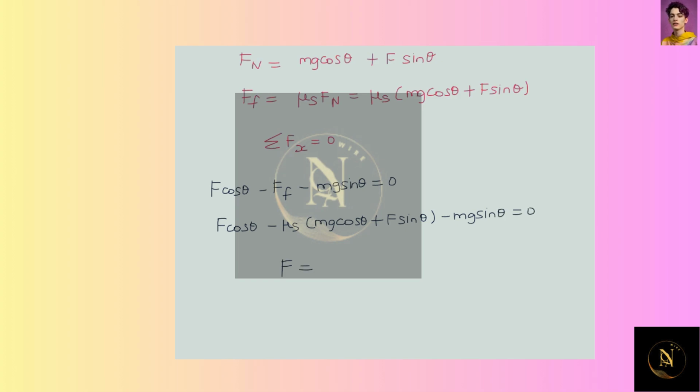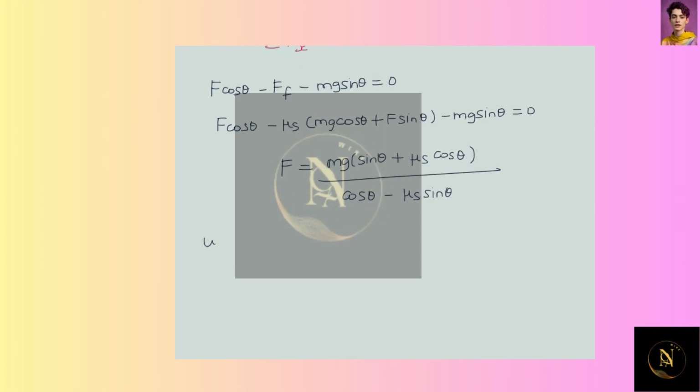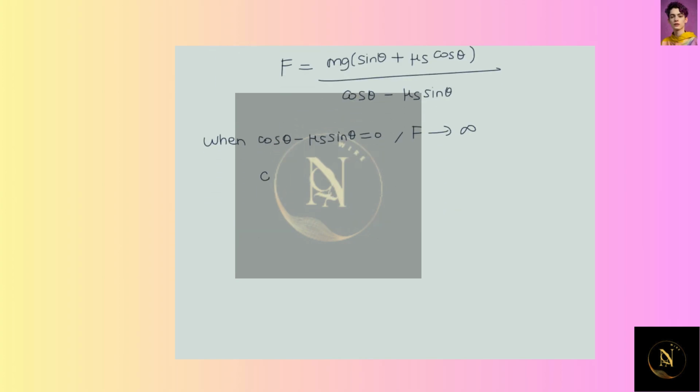So F will be equal to mg into (sin theta plus mu s cos theta) divided by (cos theta minus mu s sin theta). From this we can say when cos theta minus mu s sin theta is equal to 0, the force tends to infinity. So cos theta minus mu s sin theta is equal to 0.